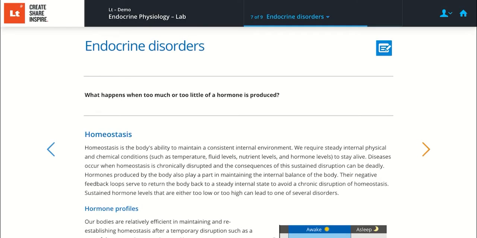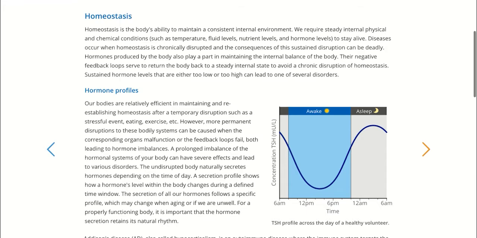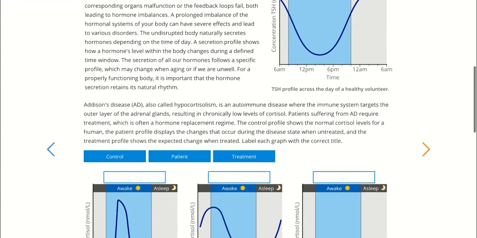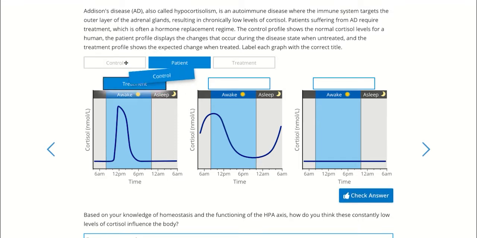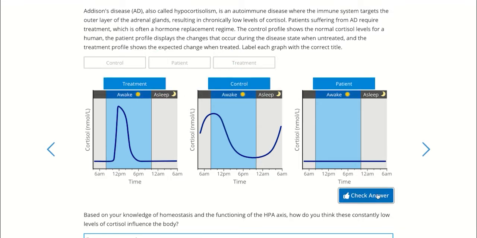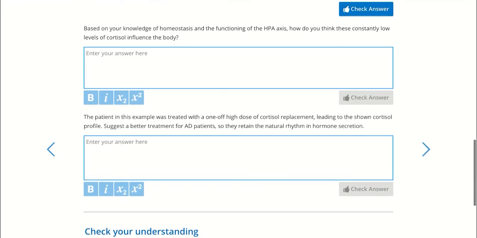The endocrine disorders page considers what happens in the body when normal hormone secretion is chronically disrupted. Students are presented with a patient case where imbalanced hormones upset homeostasis, and they must hypothesize the effects on the body and discuss treatment options.